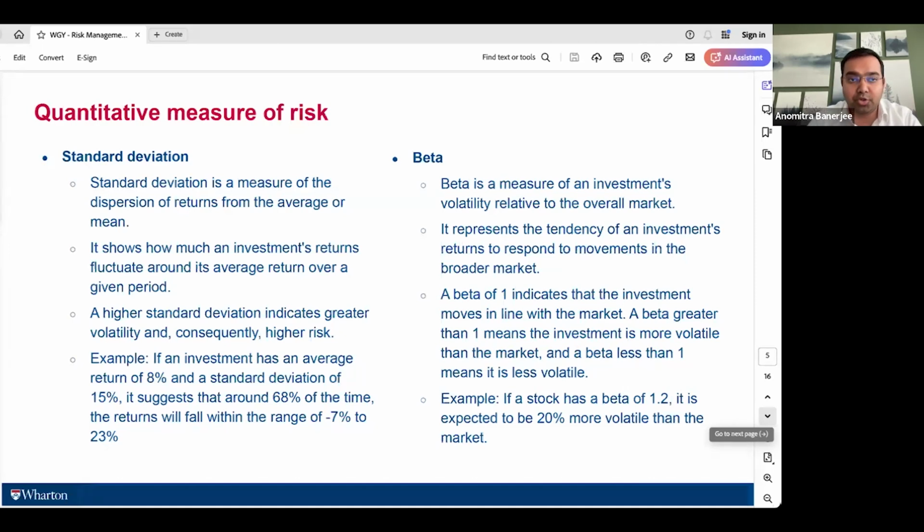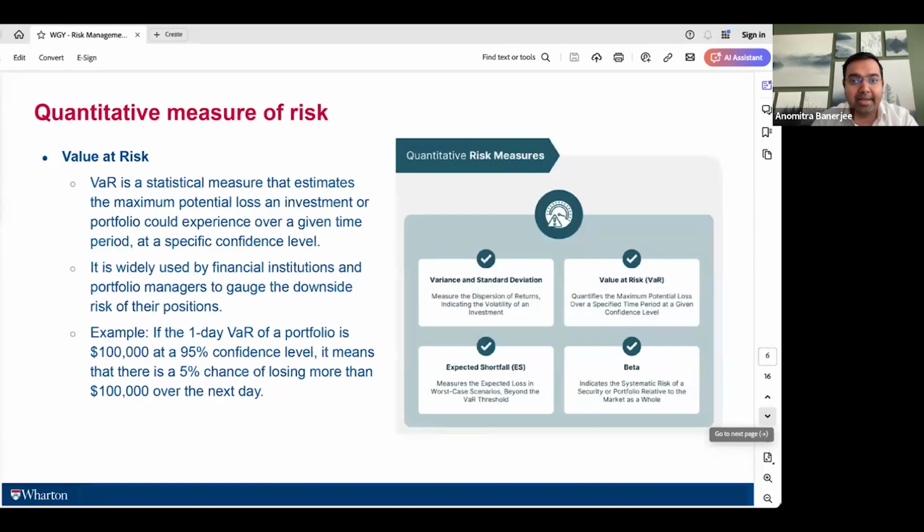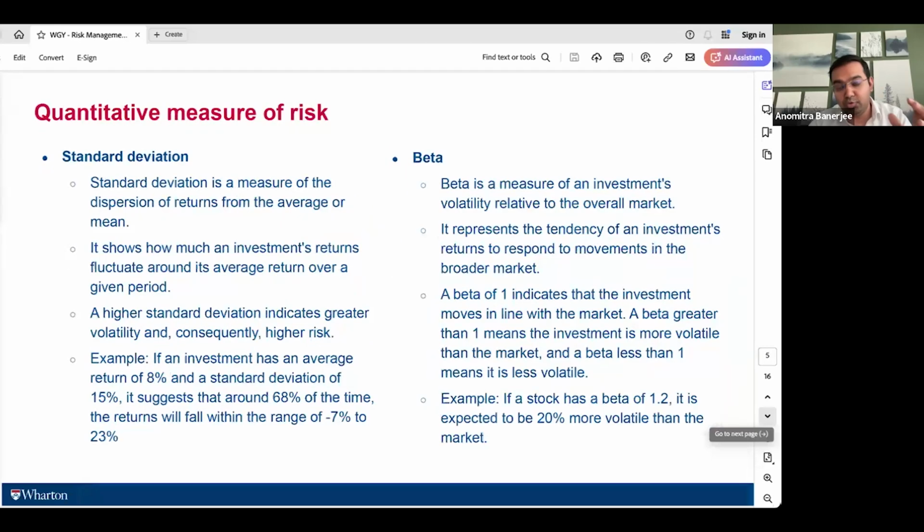But when it comes to quantitative measures of risk, there are actually a few ways that you can absolutely measure risk. One is definitely standard deviation. Then the other one is beta, and the other one is value at risk. These three are mostly the most important ones. Now, when I talk about standard deviation, most of you would know, right? I think every one of you knows, you are all seniors now, mostly. That it's a measure of dispersion of returns from the average, right?